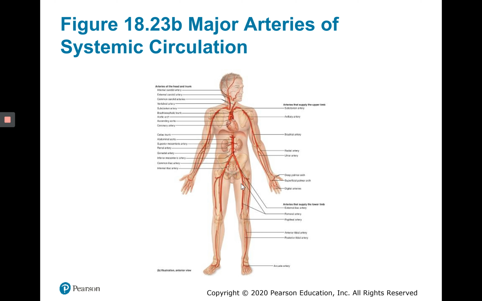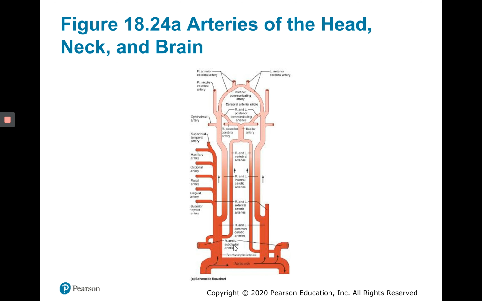So here is figure 18.23b showing you the major arteries of systemic circulation, more realistically in a human body. You can see they're relatively similar. So we have pretty much bilateral organization of the major arteries, but just be aware that where they should be is not always exactly where they are, so there is some deviation among individuals. Here's just another pipe diagram showing arteries of the head, neck, and brain.